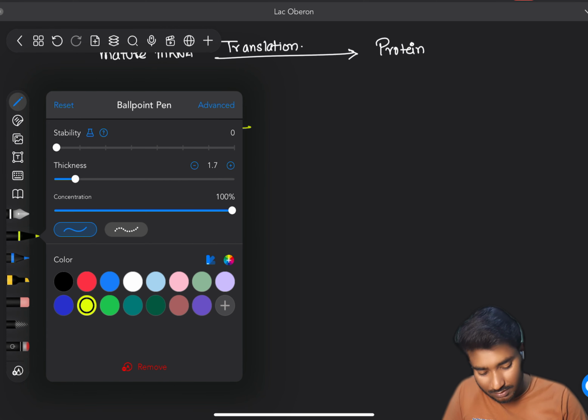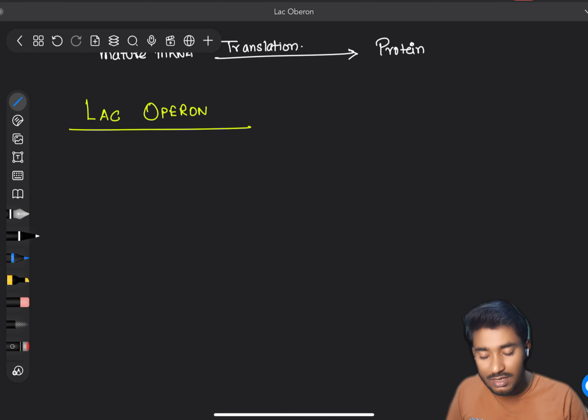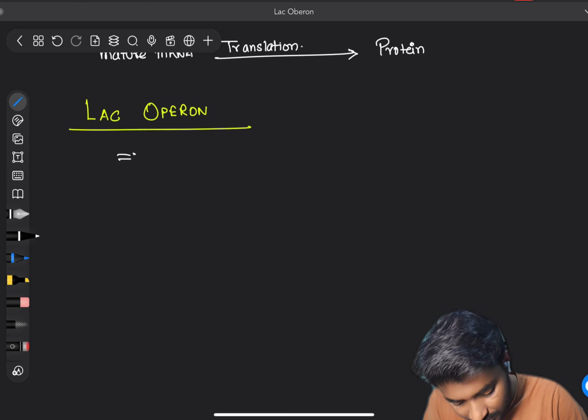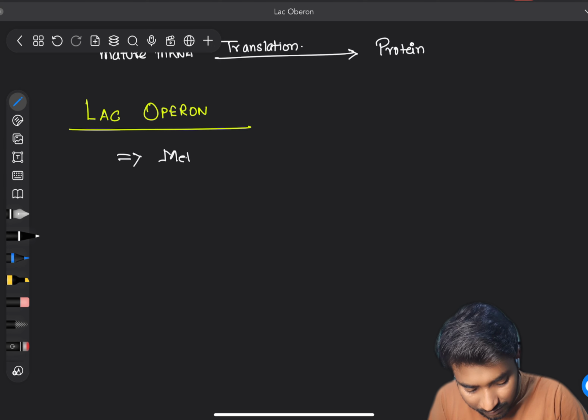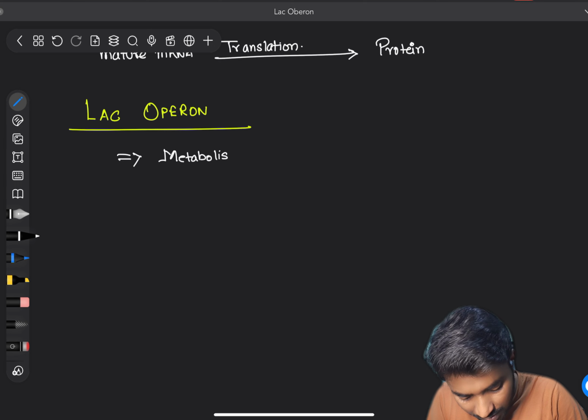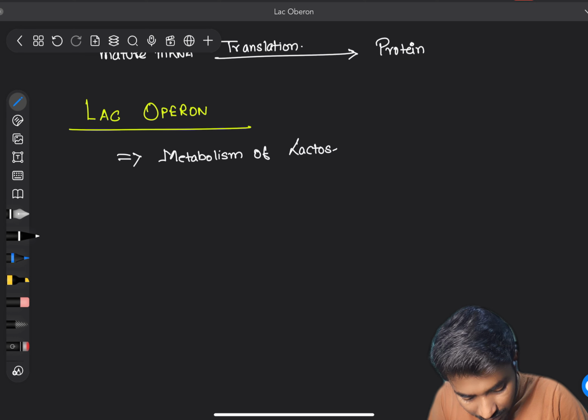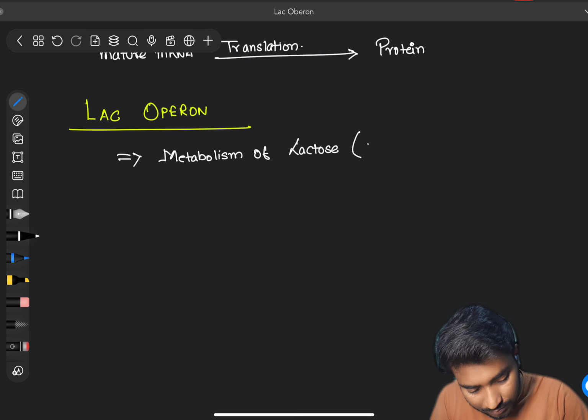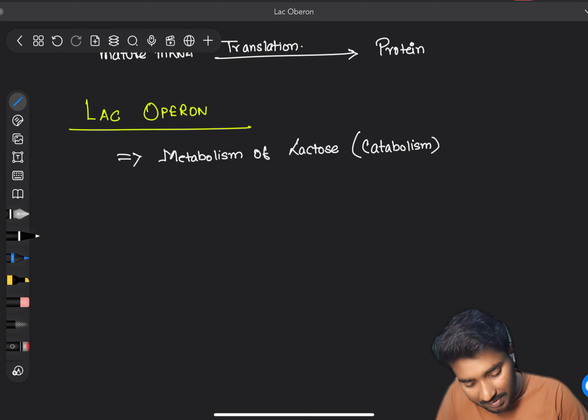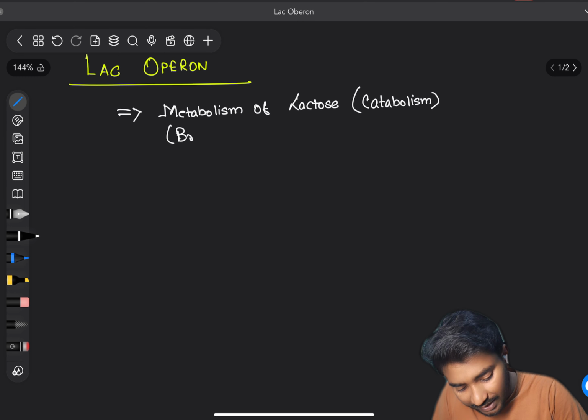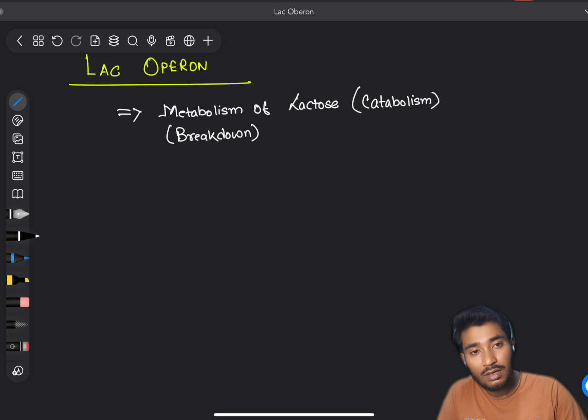Lac means lactose. Metabolism of lactose, in bracket you can say catabolism. Metabolism means breakdown, breakdown of disaccharide.